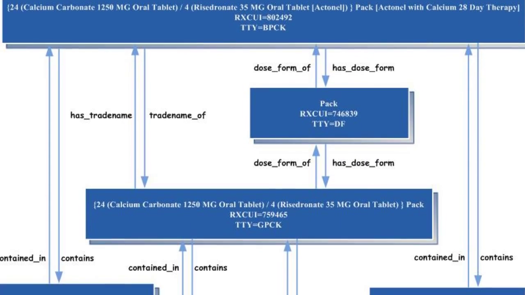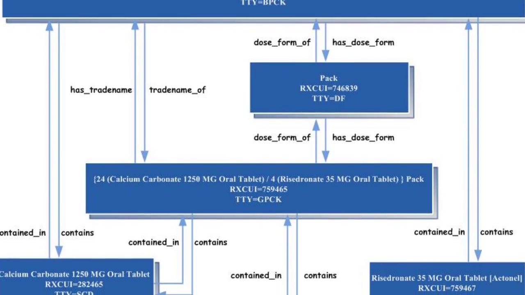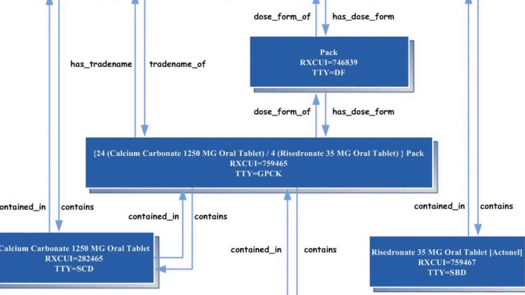RX-Norm represents data in a more explicit database form. Each drug has attributes and links to other items in the database.